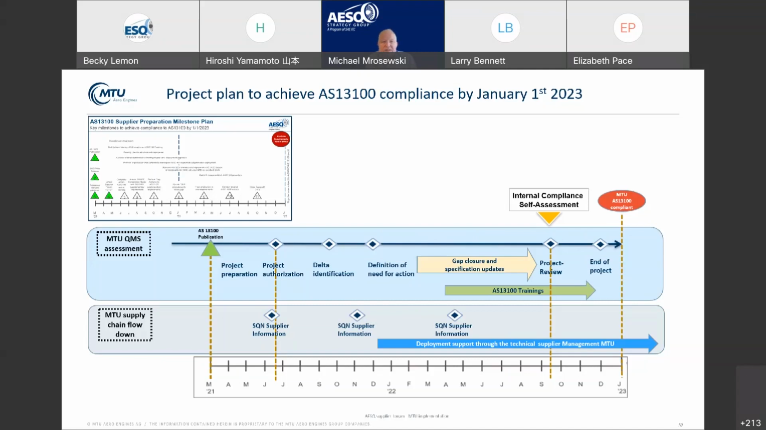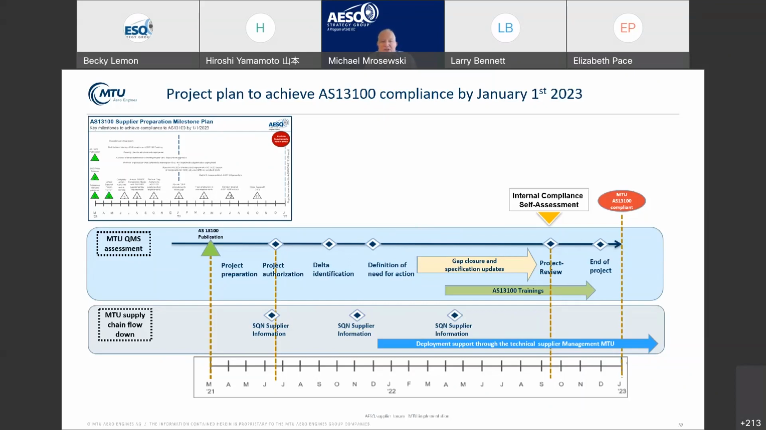Starting this year, we are mainly defining the need for action, working on our gap closure plan and updating the specifications as needed. Also, at the beginning of this year we started closer contact with our supply base through technical supplier management at MTU to keep our finger on the pulse: how is the supply base feeling about the implementation, and where might support be needed?